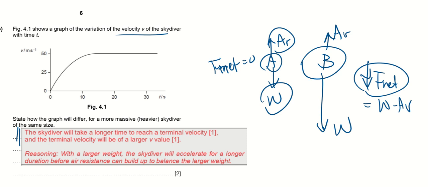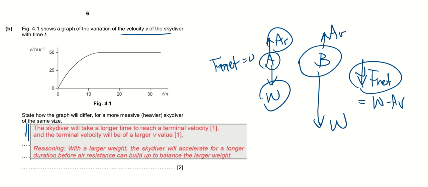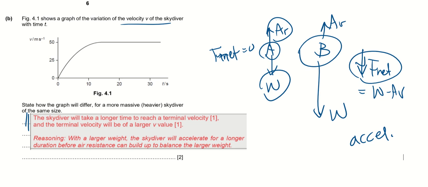Okay, and if there's still F net, that means the skydiver B with a larger mass has not reached terminal velocity yet. So he will continue to accelerate. Okay, he will continue to accelerate. So it will be a while later before his air resistance is enough to be equal to the weight to result in no F net. Okay, so by that time, the terminal velocity has already increased. So he will actually have a larger terminal velocity than skydiver A.